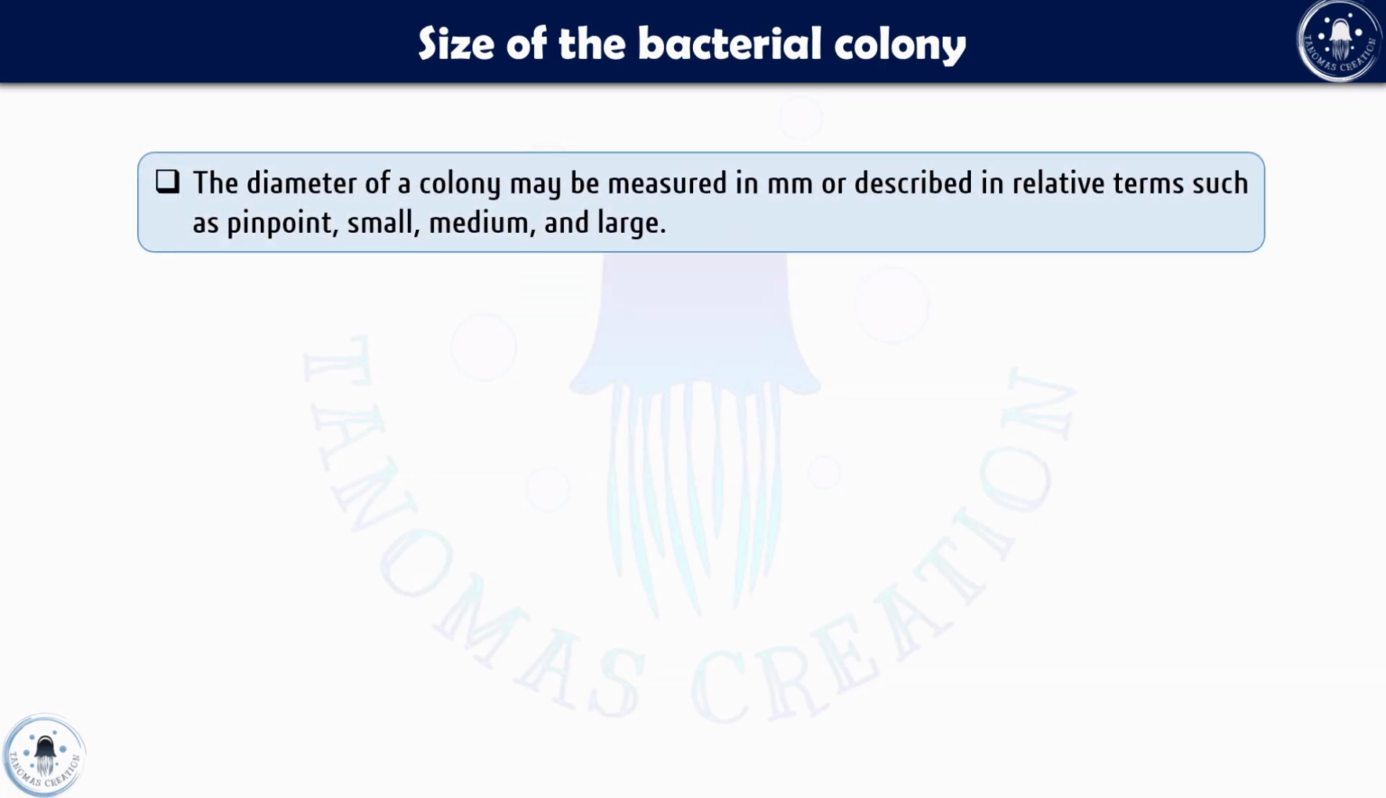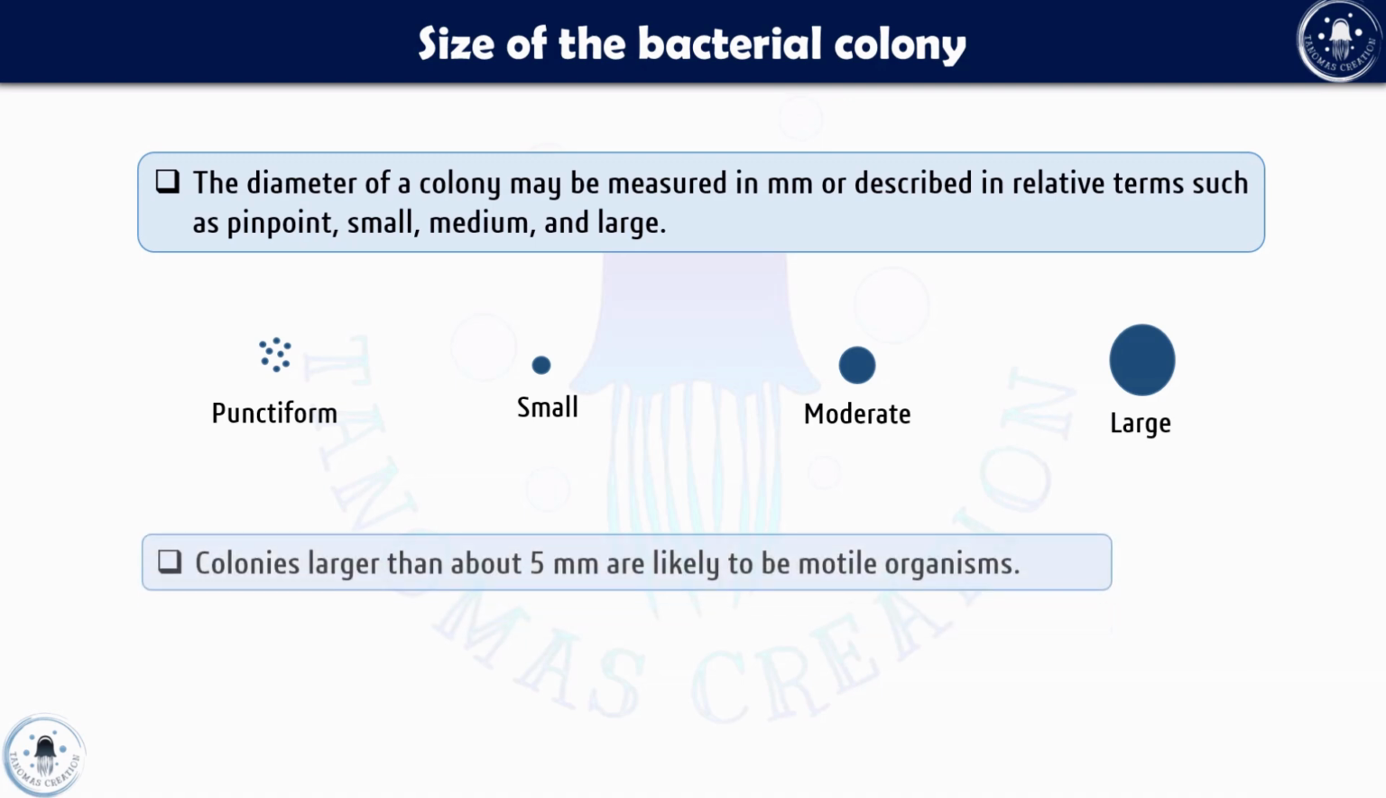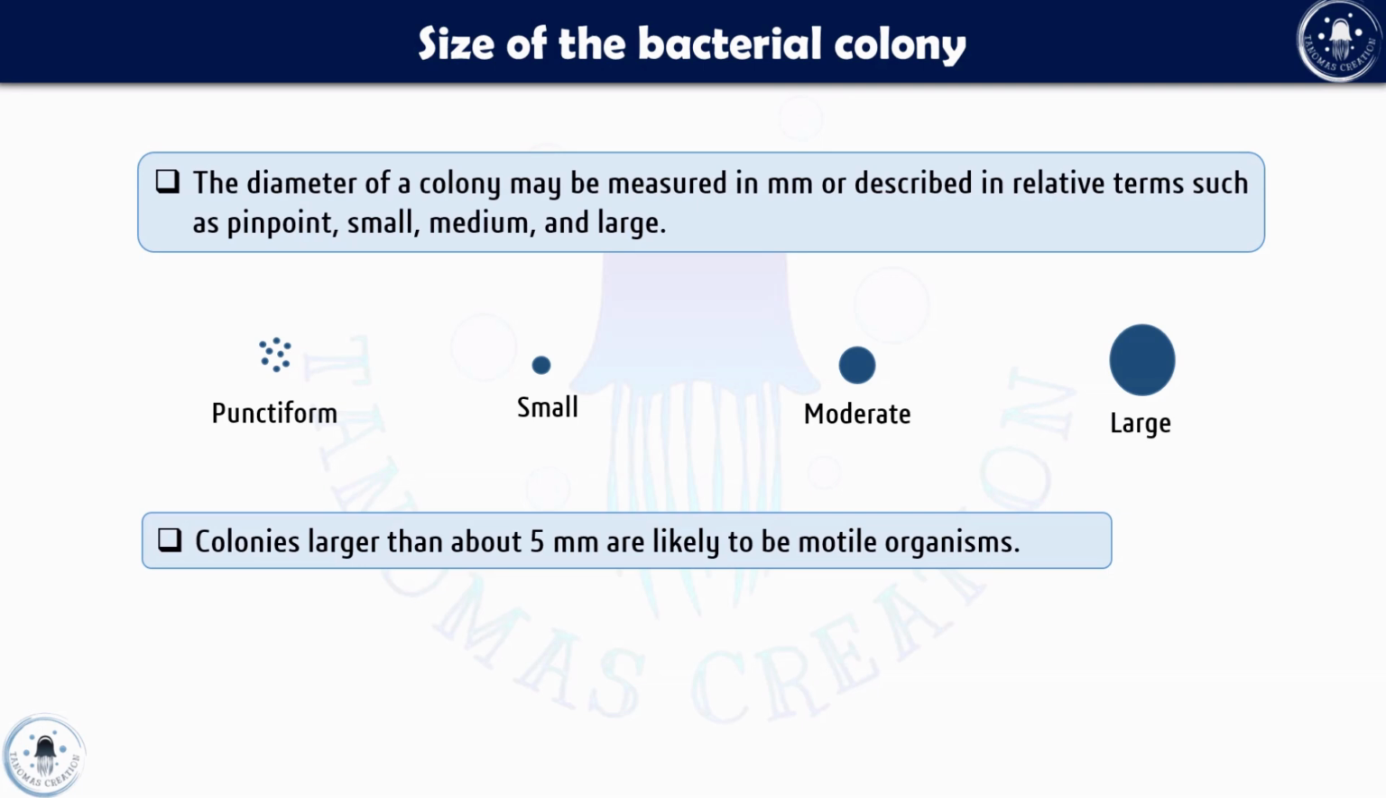The diameter of a colony may be measured in millimeters or described in relative terms such as pinpoint, small, medium, and large. Depending on the size, the smallest is punctiform, then small, third is moderate, and this one is large. The large colonies are very easily visible to our eyes. Small colonies need a little bit of hard work, but are visible, whereas the punctiform are only vaguely visible, and very difficult to count. Colonies larger than about 5 millimeters are likely to be motile organisms.